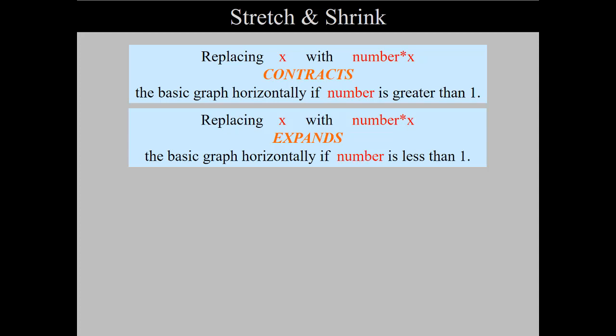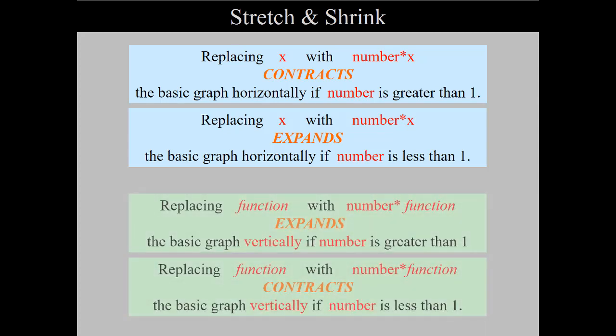And here's a summary of what we just said. Replacing the x with a number times x is going to either stretch it or shrink it, depending upon whether the number is greater than 1 or smaller than 1. And notice how the x's work backwards. It seems like small numbers are to shrink it, but that's just opposite of what happens. The y's work normally. Big numbers make it bigger, smaller numbers make it smaller.